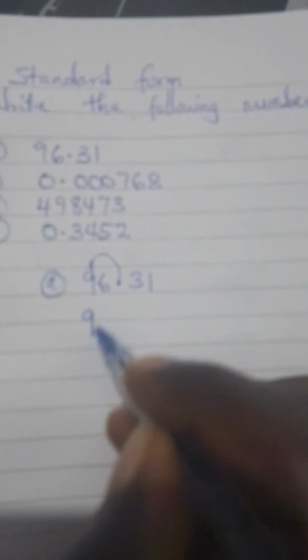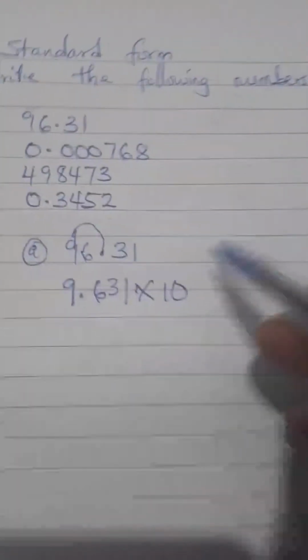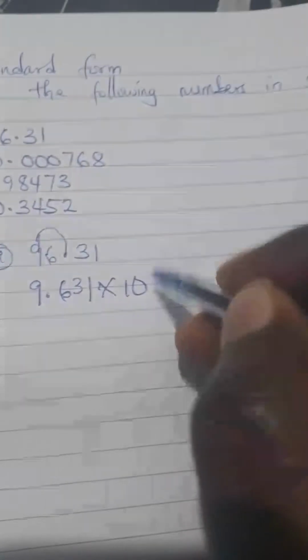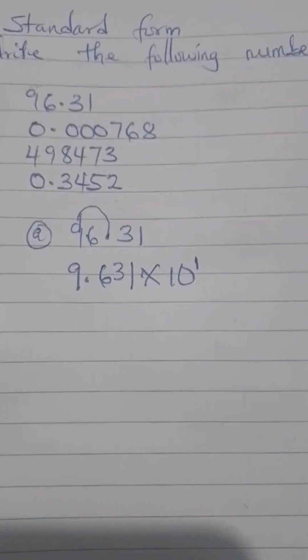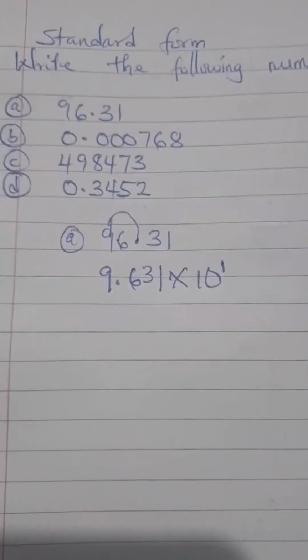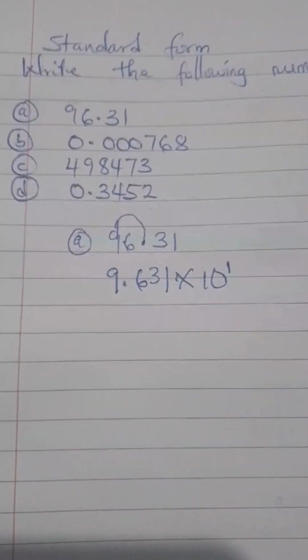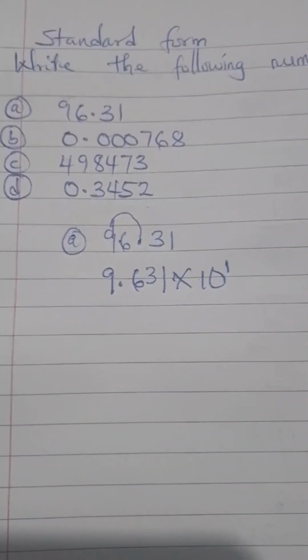So here, to express this number between 1 and 10, the decimal point needs to be shifted in between the first two natural numbers here. So that becomes 9.631 times 10 exponent 1 positive, because you shifted only once. Right? So you should all solve it and give us your answers in the comment section.